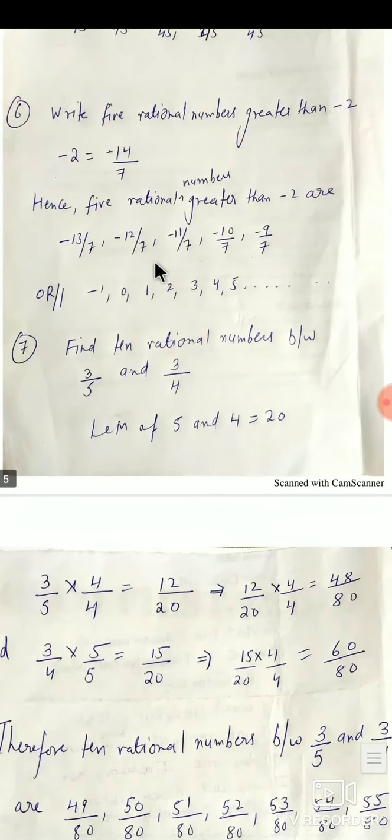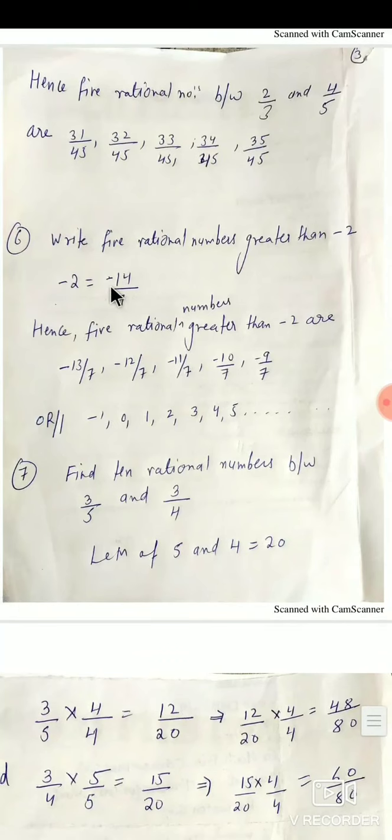Sixth question. The sixth question is the same as question number third, where you have to write down 5 rational numbers greater than minus 2. What are the numbers you can write down? Minus 1, 0, 1, 2, 3, 4, any 5 rational numbers.